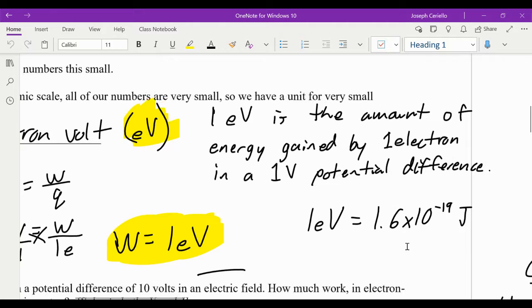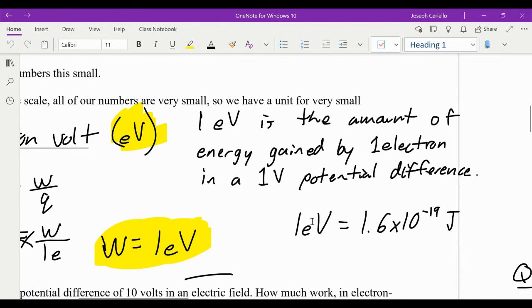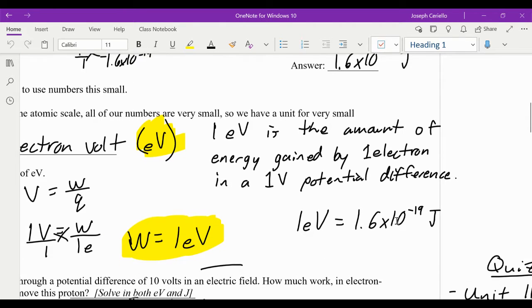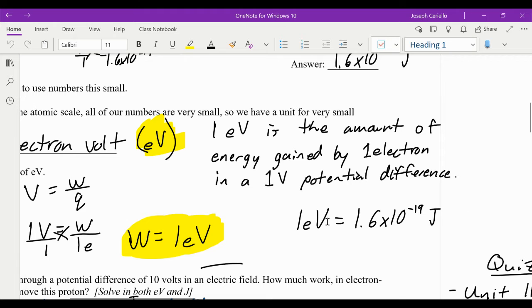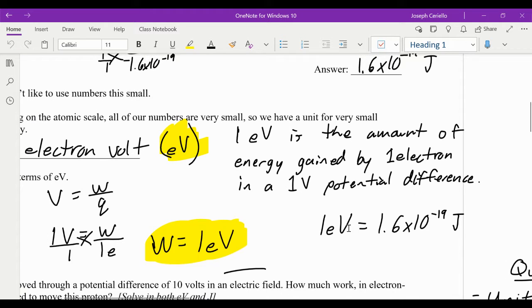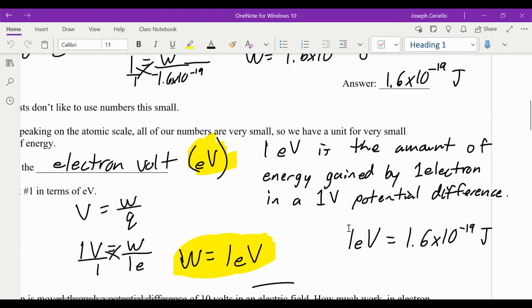On your reference table, find where it is on the front page. 1 electron volt is equal to 1.6 times 10 to the negative 19 joules. So you could always go back and forth between electron volts and joules, but generally, depending on your answer choices, will tell you which way to do it.